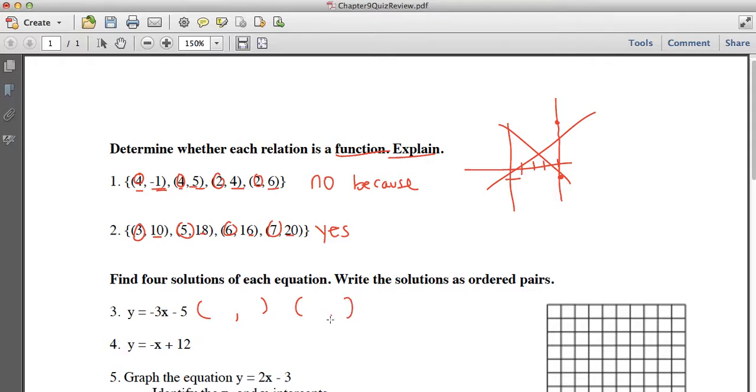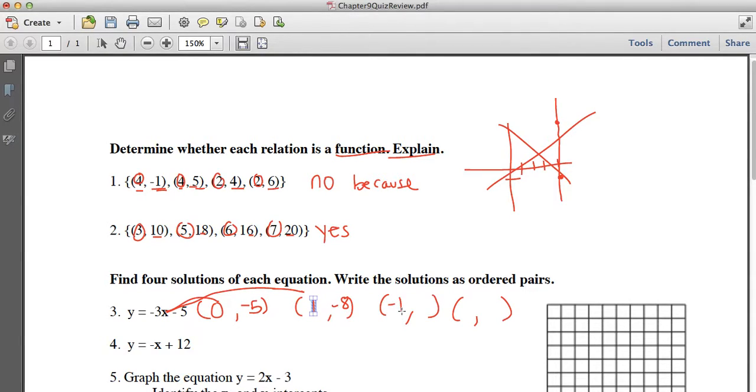Okay, so I'm going to set up 4 ordered pairs for me to fill in numbers for x. I can pick any number I want. I always pick 0 because it's the easiest one to work with. 0 times -3 is 0. 0 minus 5 is -5. Put in 1. -3 times 1. Again, we're plugging that into the equation for x. So -3 times 1 is -3. -3 minus 5 is -8.